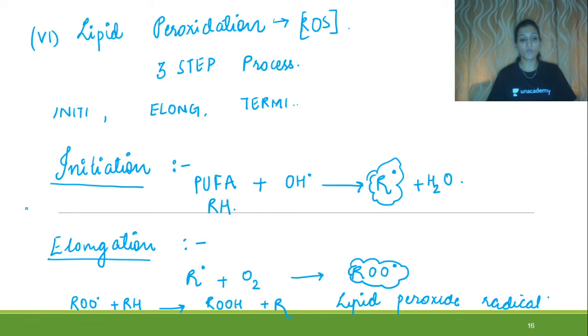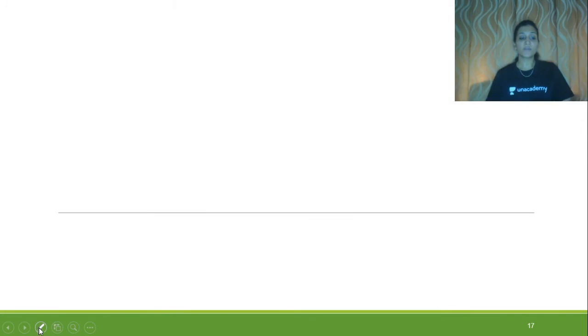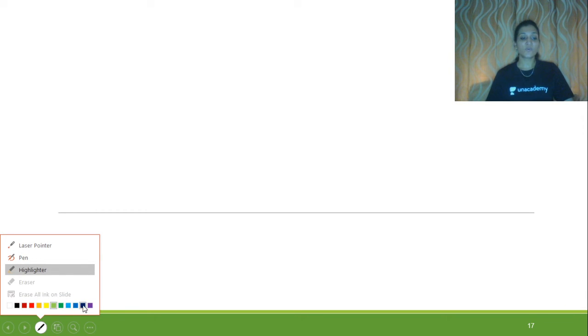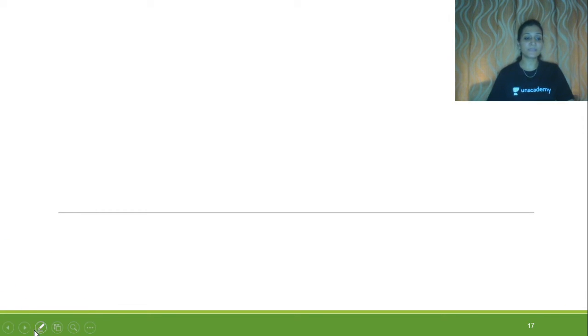This ROOH is the promoter of lipid peroxidation, and this doesn't get stopped till PUFA is exhausted. This will keep on forming till PUFA is finished, right? So the next step is your termination.